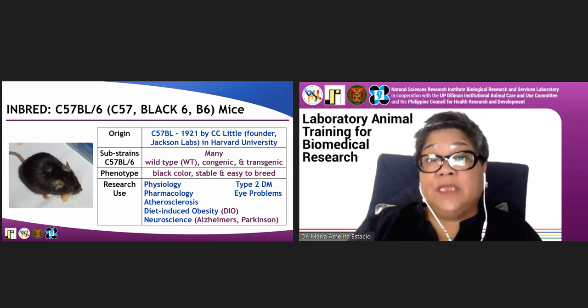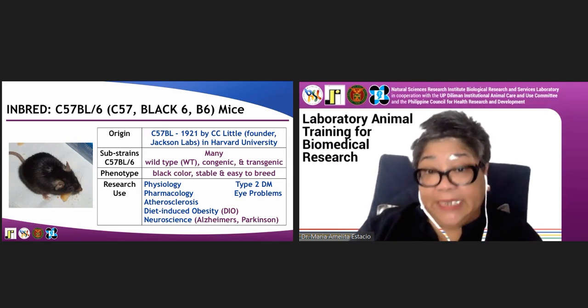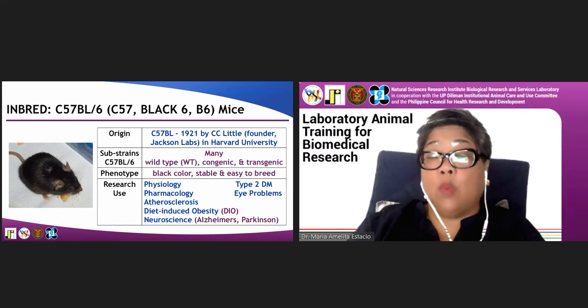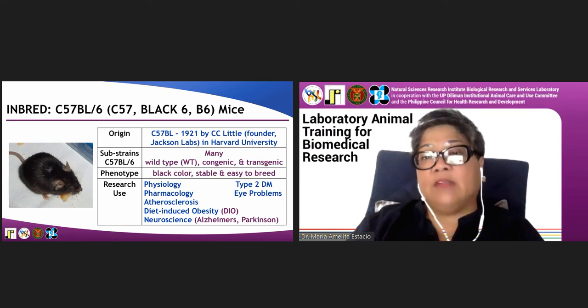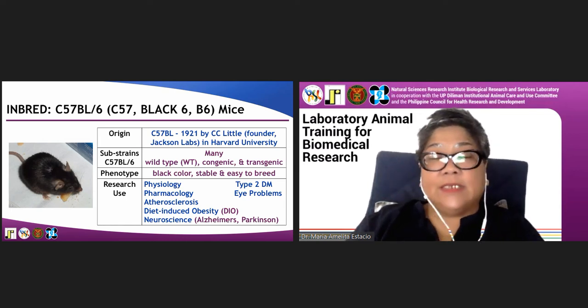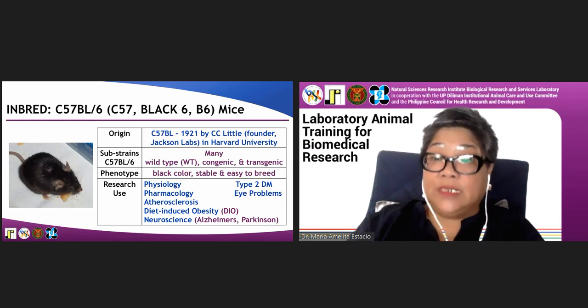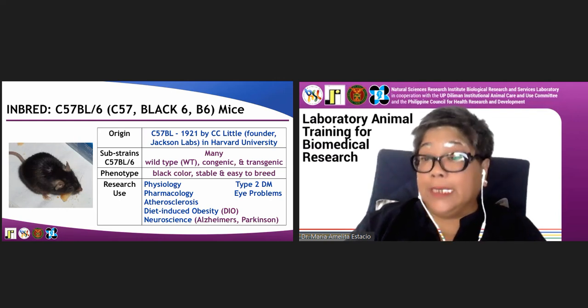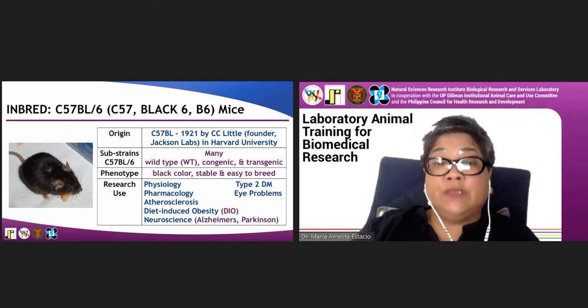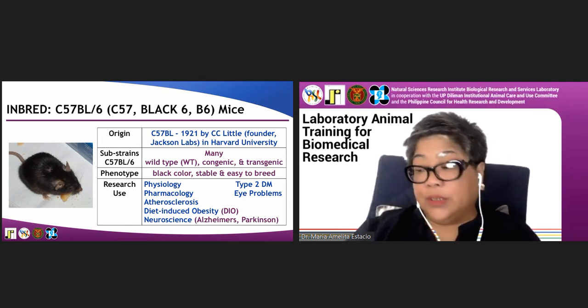So there are different substrains of the B6. Usually for biomedical research, we use the wild type as the control, but you can also buy congenic and transgenic strains. So again, it has a very good temperament. It's very stable, and it's very easy to breed. And this is popularly used for a lot of biomedical researches.